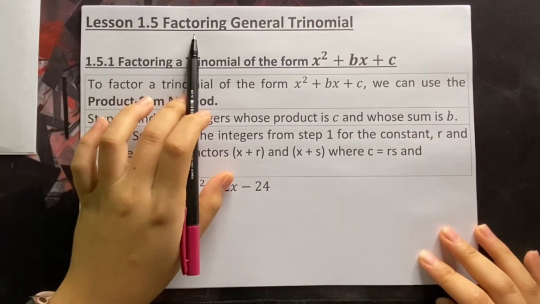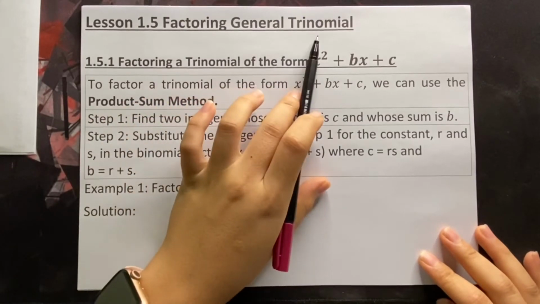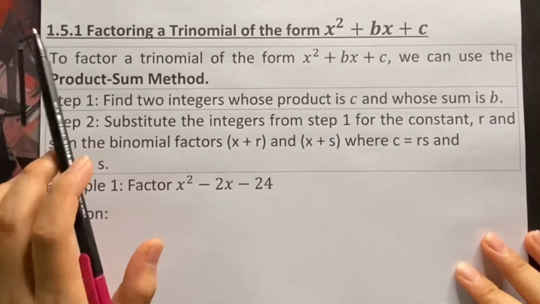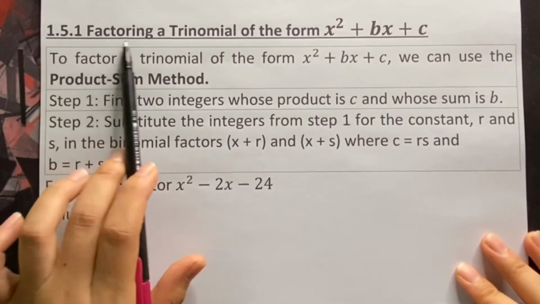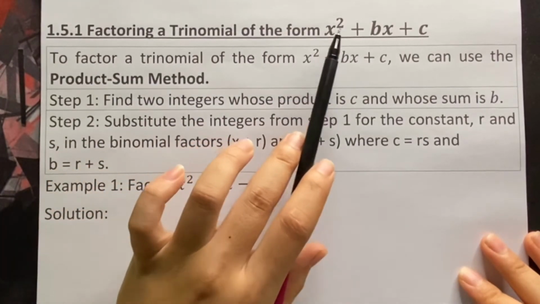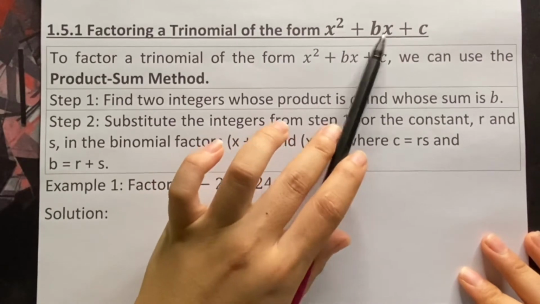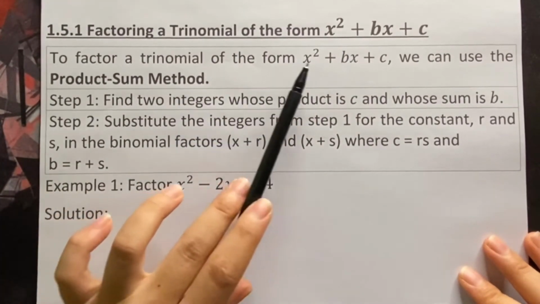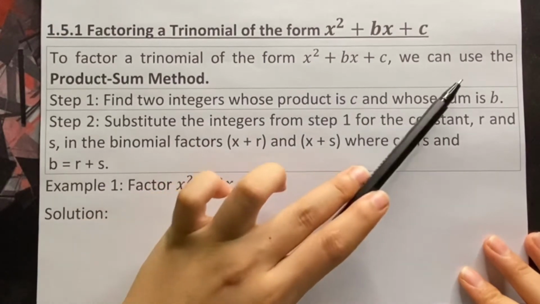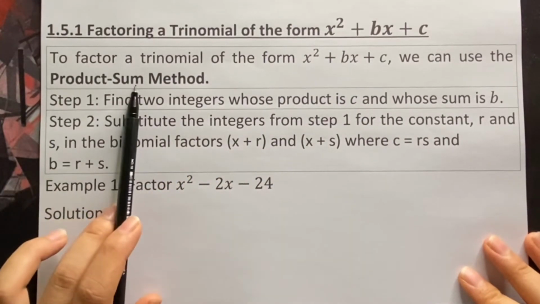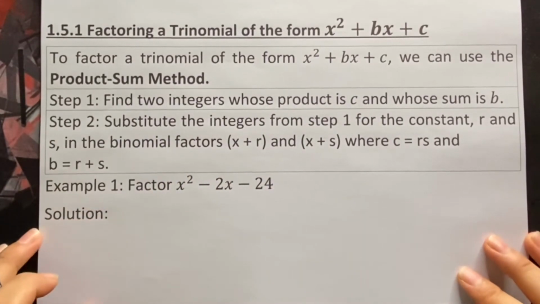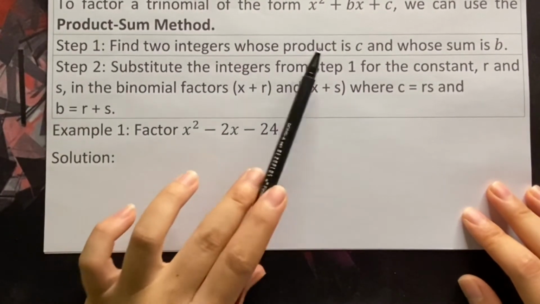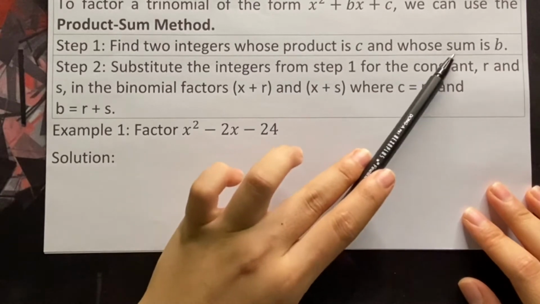Lesson 1.5, Factoring the General Trinomial. So, dito may tatlong method tayo na pag-aaralan. Let's start with 1.5.1, Factoring a trinomial of the form x squared plus bx plus c. To factor a trinomial of the form x squared plus bx plus c, we can use the product sum method. Dalawa lang ang step. Step 1, find the two integers whose product is c and whose sum is b.